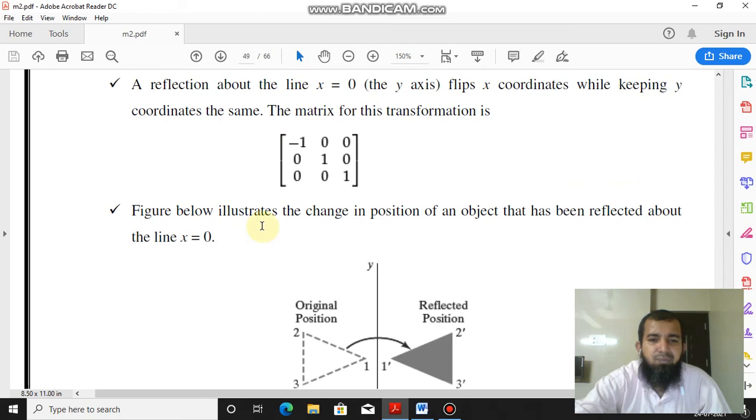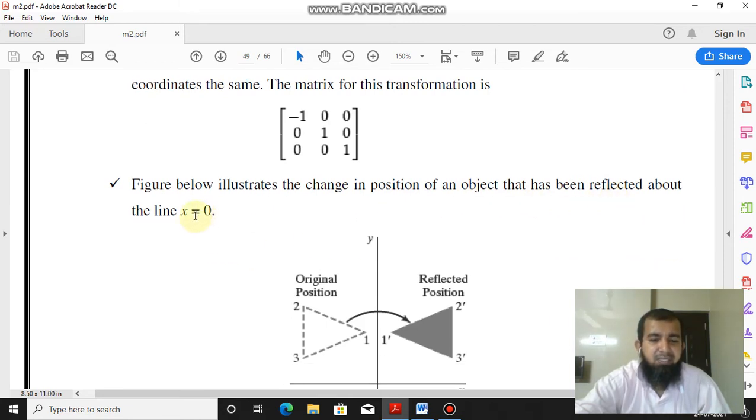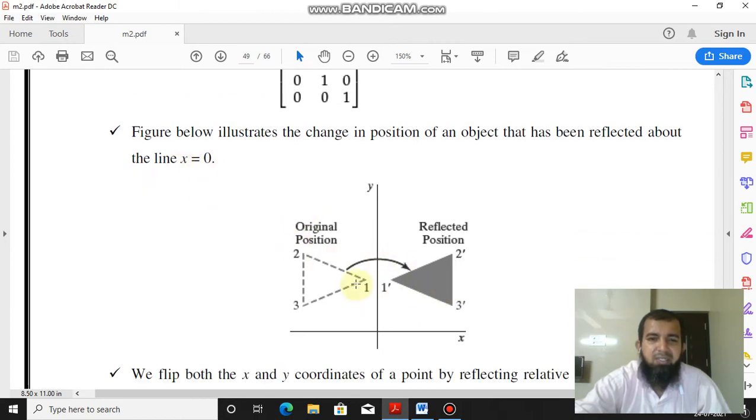The figure below illustrates the change in the position of an object that has been reflected about the y-axis, where the line is x equal to 0. This is the reflection on the y-axis. This is the original position and this is the reflected position. 1 becomes 1 dash, 2 becomes 2 dash, 3 becomes 3 dash.